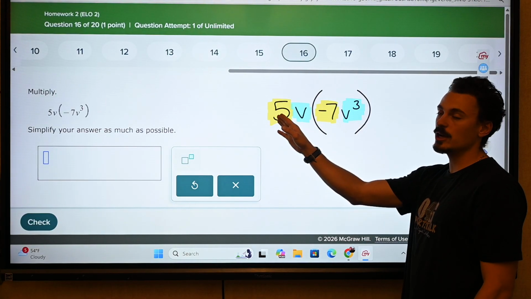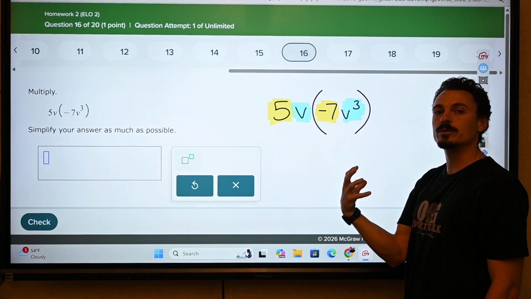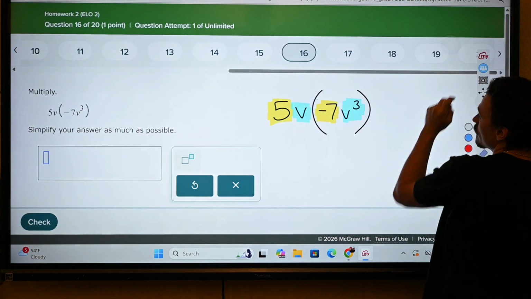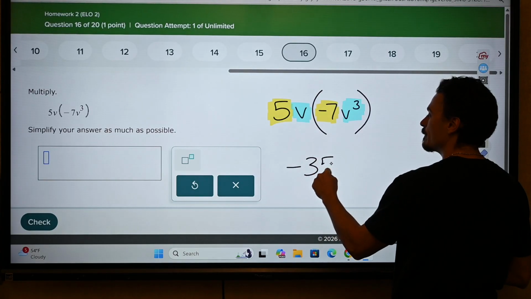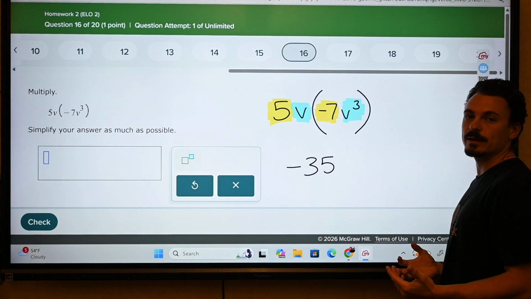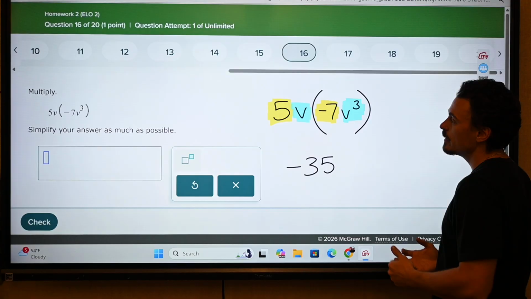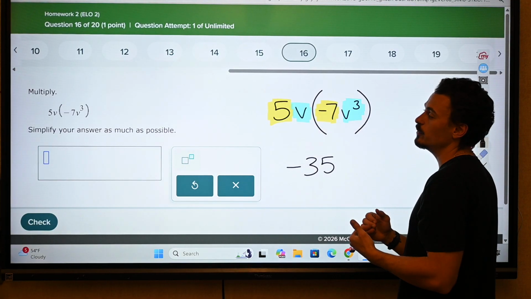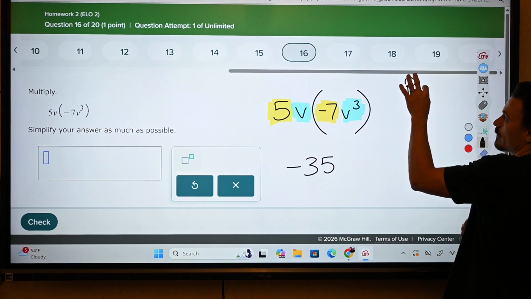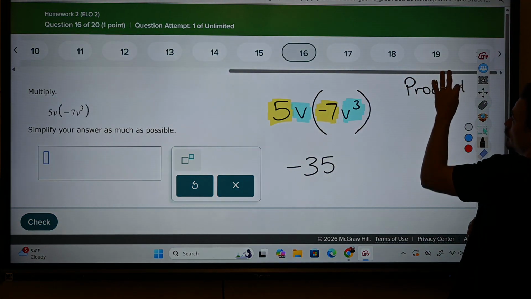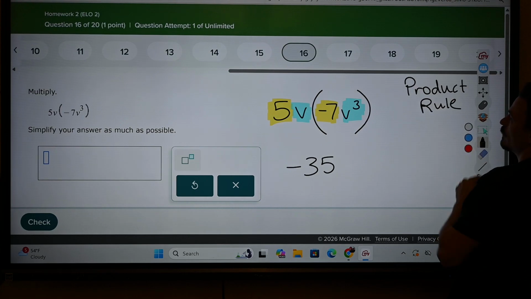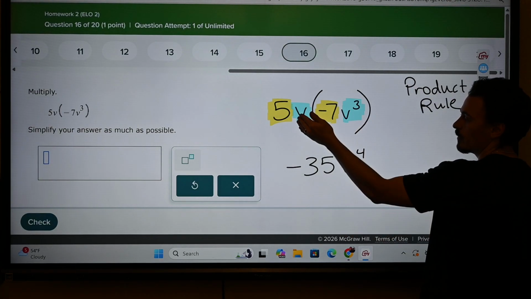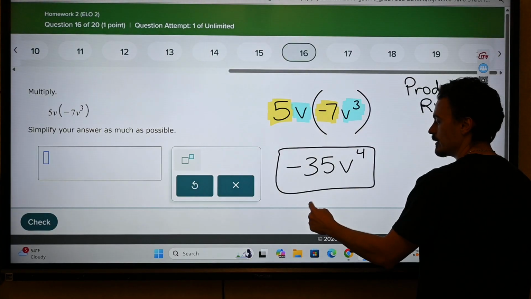The yellows match up because they're just normal numbers. So 5 times -7 is just -35. Right? We're just multiplying, like normal multiplication. But then the V's, because they have exponents with the same base, you use the product rule, the product of powers. So that gives you V to the 4th, because you have 3 here and 1 here. And that's your answer.